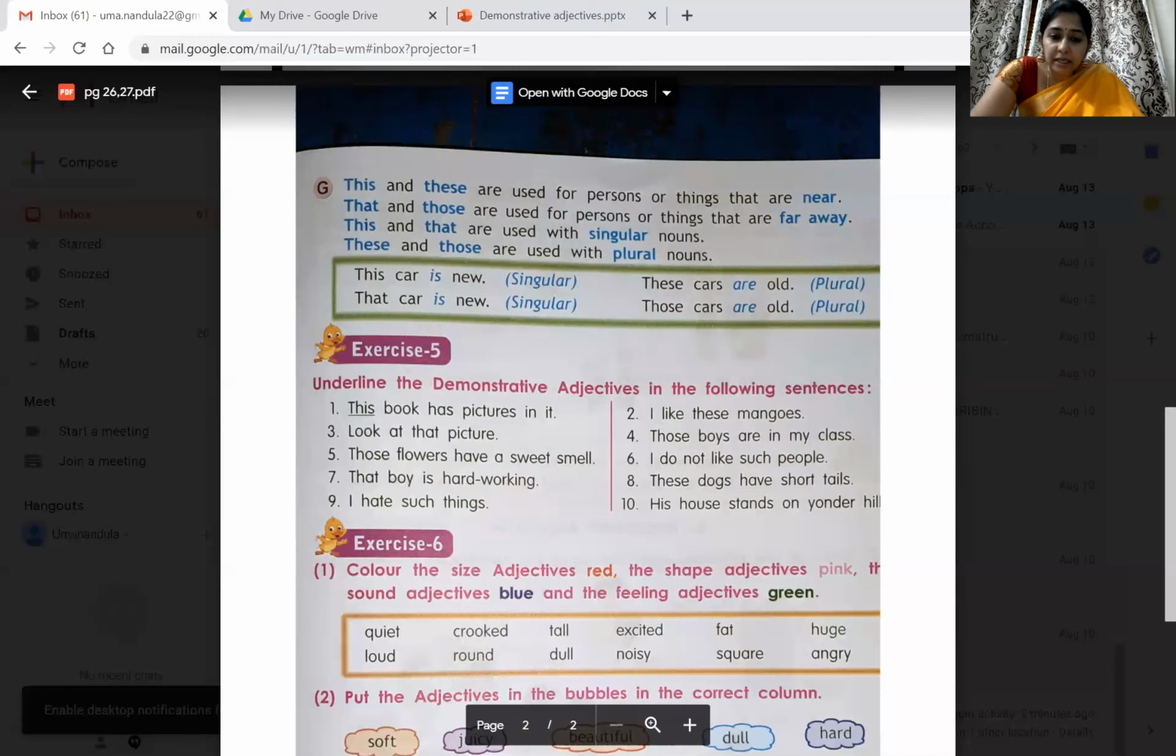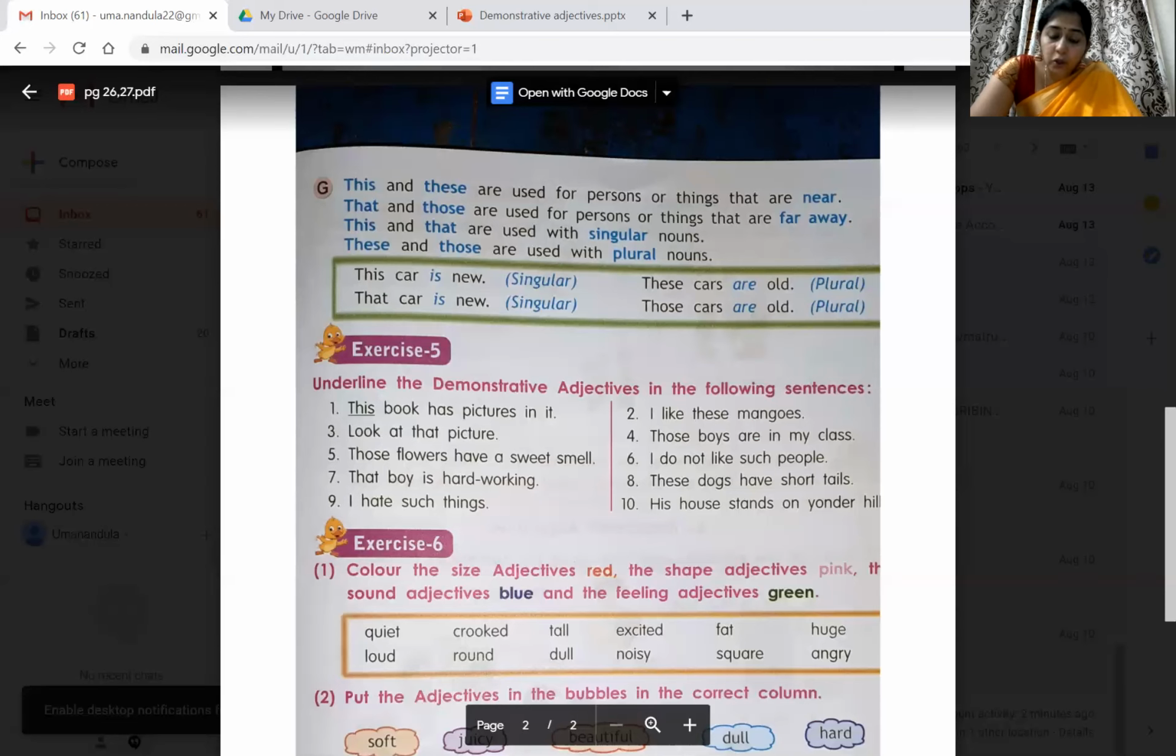Underline the demonstrative adjectives in the following sentences. First one, this book has pictures in it. Which book? This book. So underline this. That is what he has given. Second sentence, I like these mangoes. Which mangoes? These mangoes. So underline these. Look at the picture. That is third sentence. Look at the picture. Which picture? Look at that picture. So underline that.